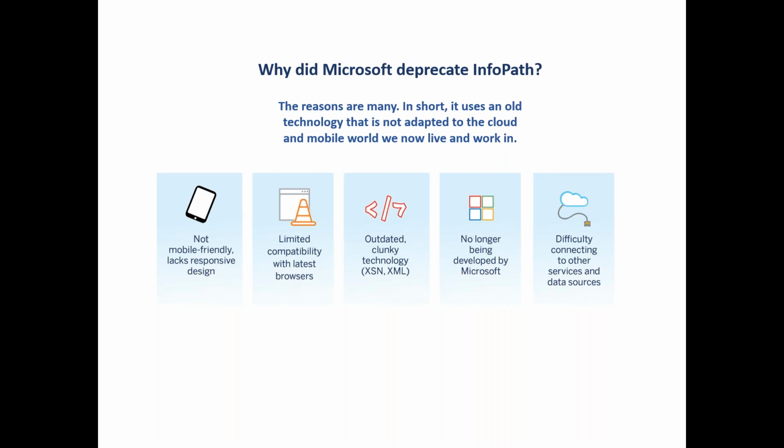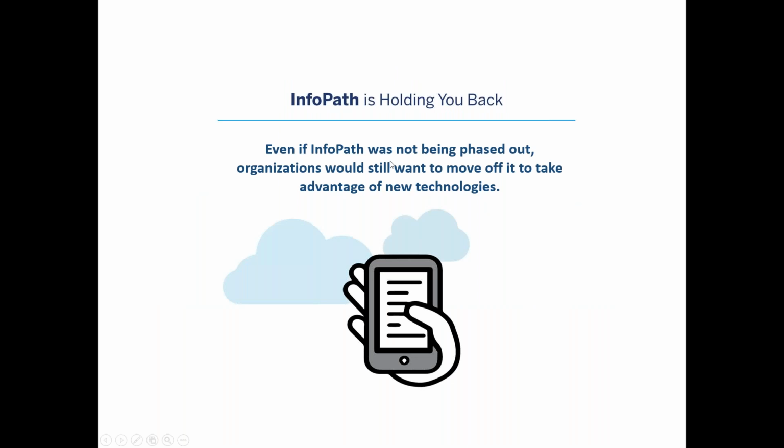Okay, why did Microsoft deprecate InfoPath in 2013? There are many reasons, but I put 5 up here. One big one, not mobile friendly. Remember I said the iPhone came out after InfoPath was first developed, and they just couldn't adjust it for the technology, because iPhones, of course, have changed enormously since they came out in 2006, and InfoPath just couldn't keep up. Limited capability with the latest browsers, that means Edge and Chrome and everything keeps advancing, but InfoPath is stuck back in the 2013 world. Outdated technology, no longer being developed, very critical, and it has difficulty connecting to other services and data sources. As those data services and other services evolve, InfoPath does not evolve with them. So the basic thing is, even if InfoPath was not being phased out, you still want to move off it.